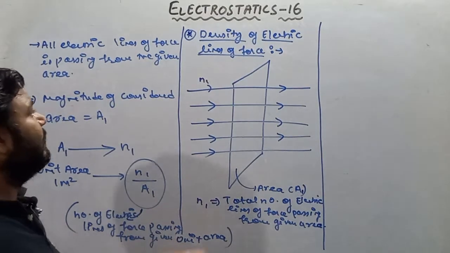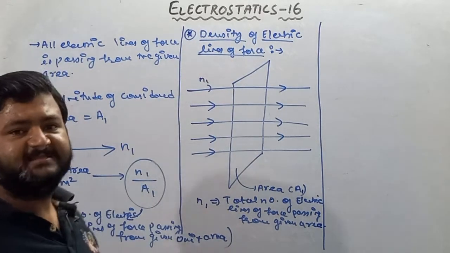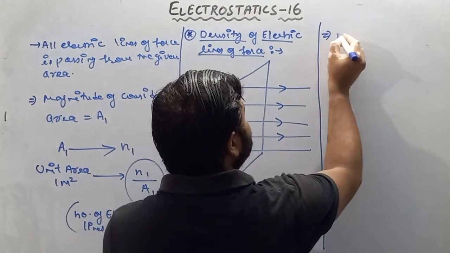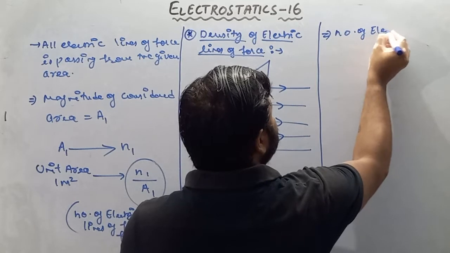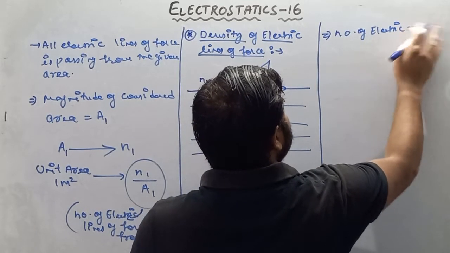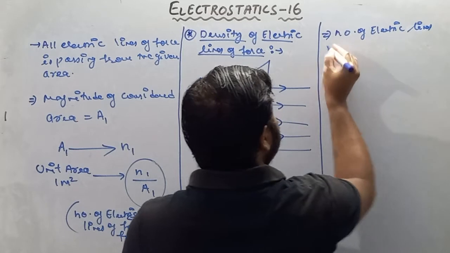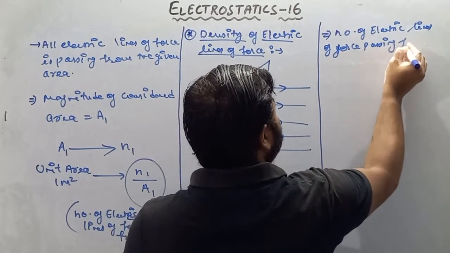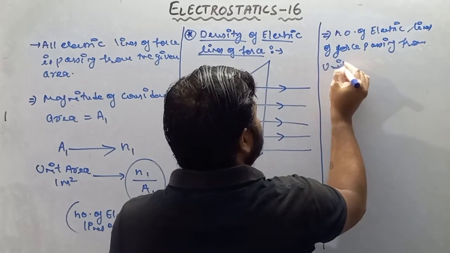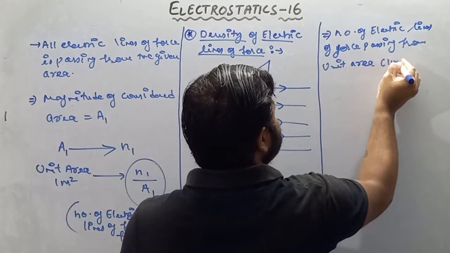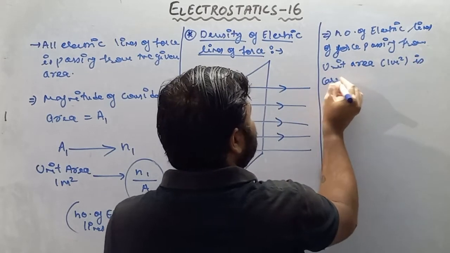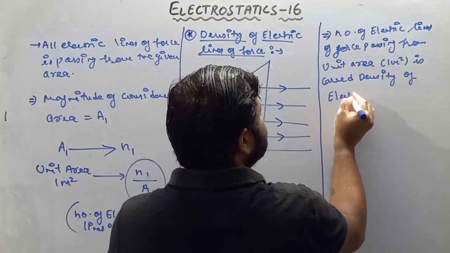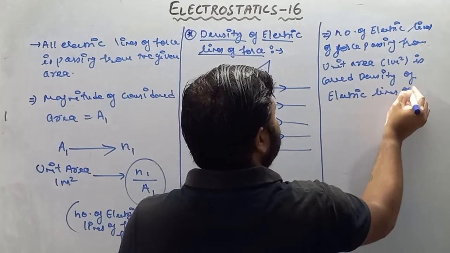This is basically called the density of electric lines of force. Density of electric lines of force means the number of electric lines of force passing through unit area. Unit area means 1 meter square.